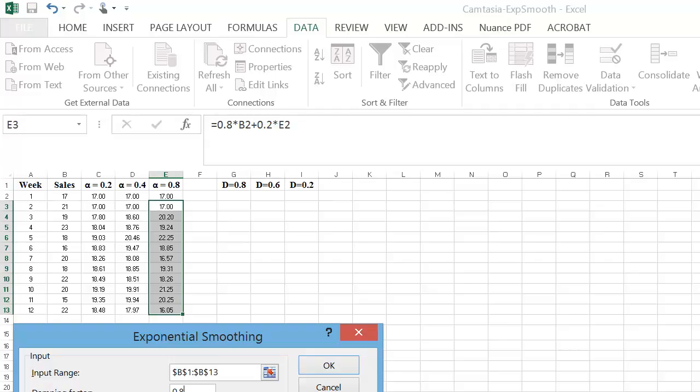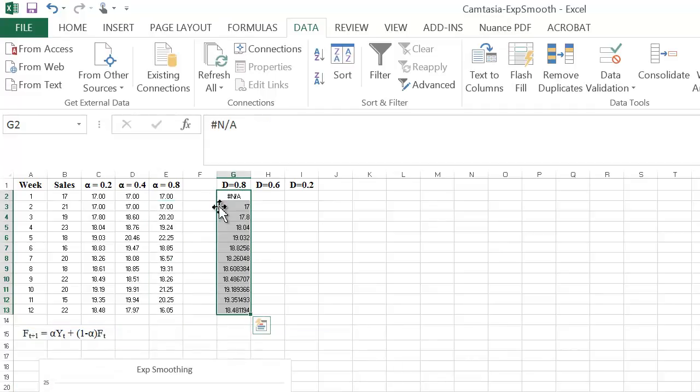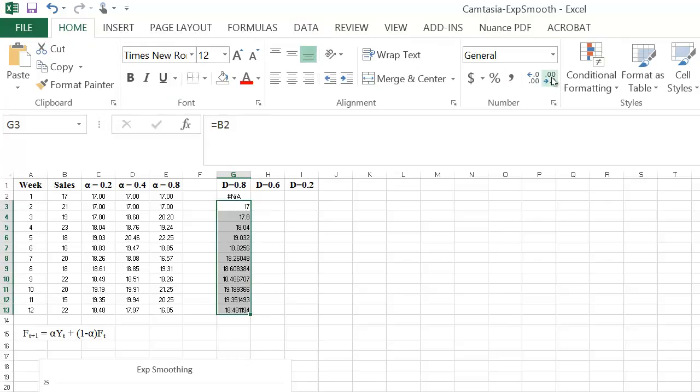Now the output will be exactly the same. So I want the output to be put over here. That's why I wrote D equal to 0.8. So D equal to 0.8 corresponds to alpha equal to 0.2. So here's the output, and let me fix the decimal points over here. So you can see that the numbers in column C have been reproduced exactly using that built-in function.